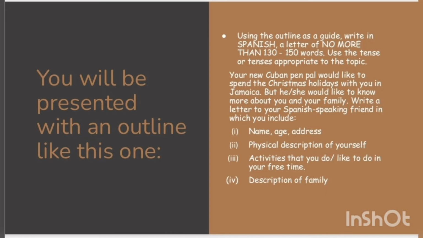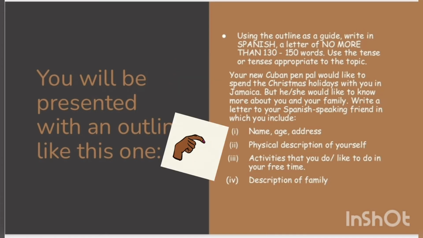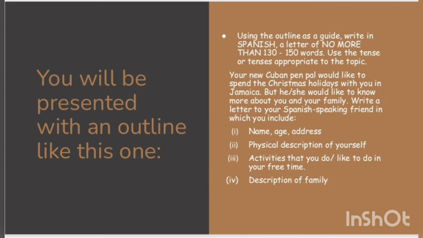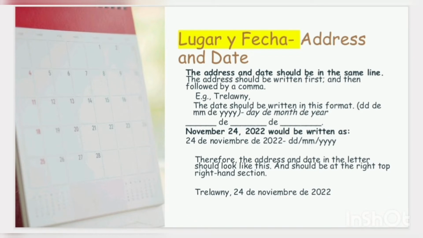Now in the 6-weekly test as well as your exams, you'll be presented with an outline which looks similar to this one. So you'll be presented with a little context, and then you'll be presented with the cues. The cues are the different pieces of information that should be included in the letter. So let us now focus on the address and the date.